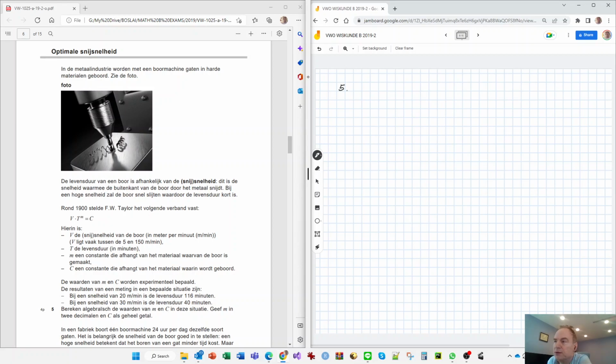Okay, that makes sense. And some smart guy, F.W. Taylor, came up with this relation, with V the cutting speed in meters per minute, and T the lifetime, and M a constant dependent on the drill material, the material the drill is made of. And C is a material dependent constant. Wow. Alright.